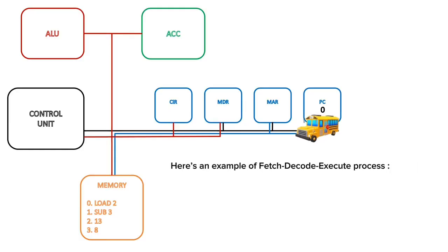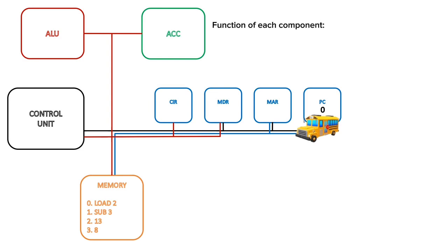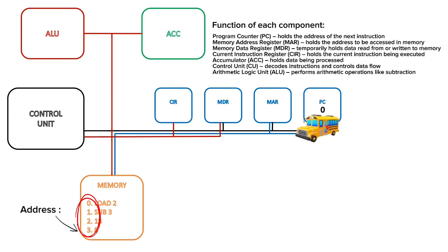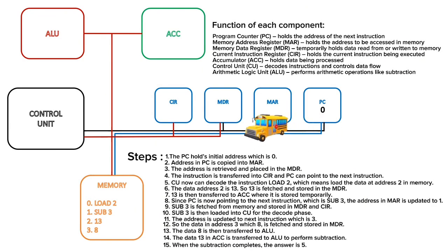Here's an example of fetch, decode, execute process. Here are listed out the function of each component. As you can see in the memory, 0, 1, 2, 3 are the addresses for the instruction and data. The address 0 is first updated at PC and then MAR, and then the load 2 is uploaded from memory into MDR and CIR. The instruction load 2 is then sent to control unit to be decoded.